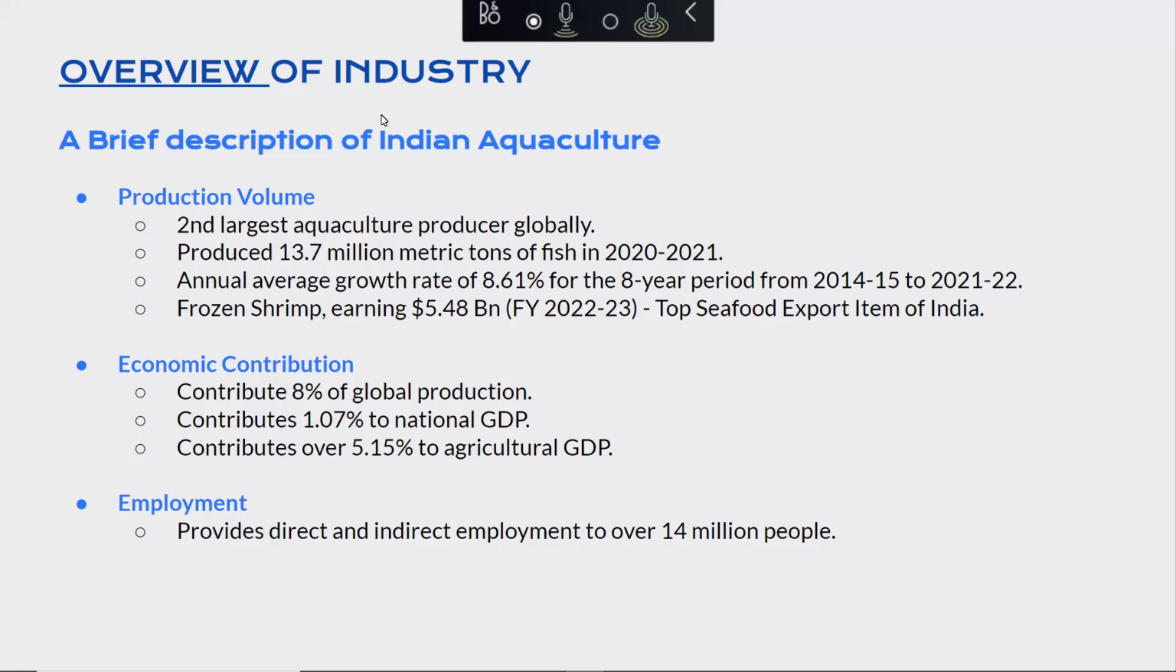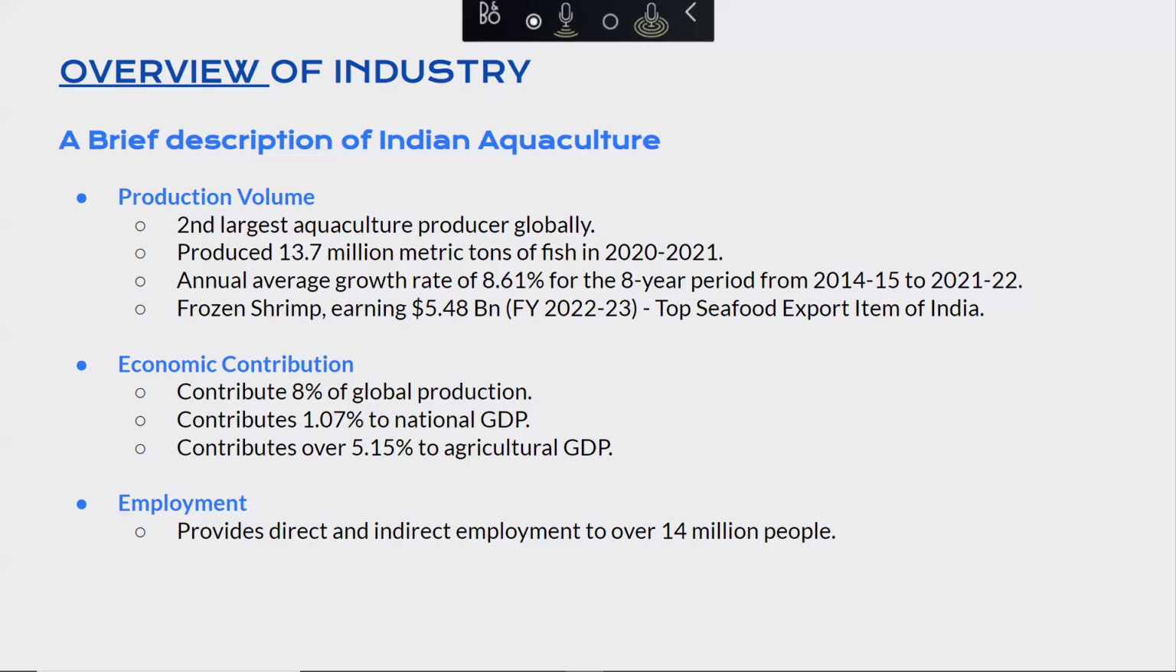It's one of the stably growing contributors to our GDP. Out of this aquaculture sector, frozen shrimp alone produces around $5.8 billion, which is the top export item of the Indian aquaculture industry.